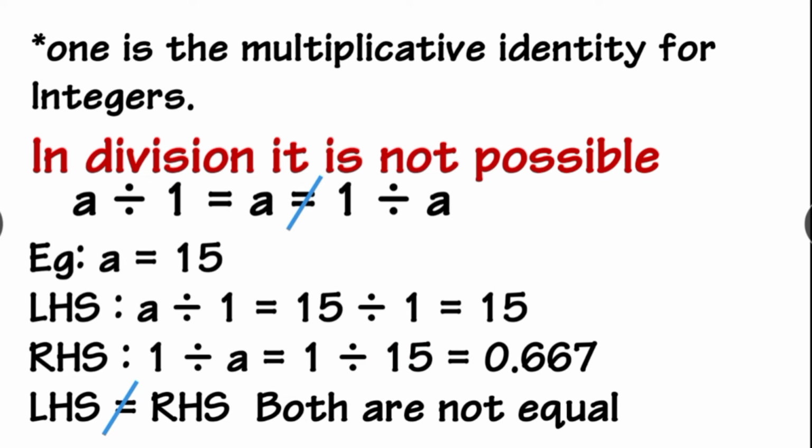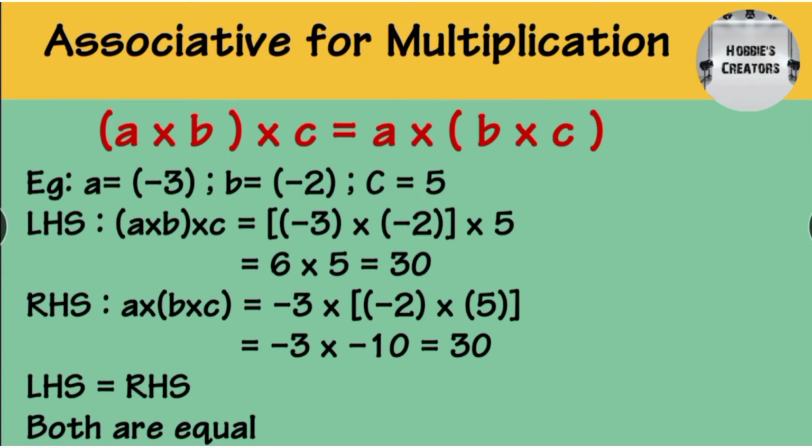Now we can move on to associative property for multiplication. See the form here: a multiplied by b, inside the bracket, multiplied by c, is equal to a multiplied by, inside the bracket, b multiplied by c. We can understand this by an example. Here I am taking a as minus 3, b as minus 2 and c is equal to 5.